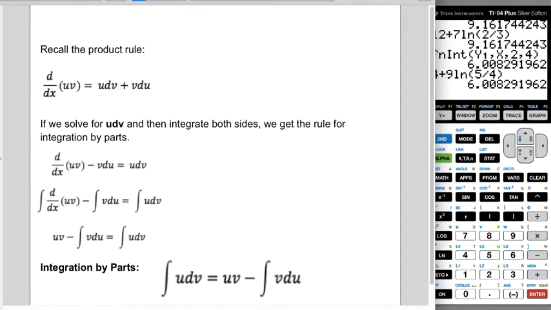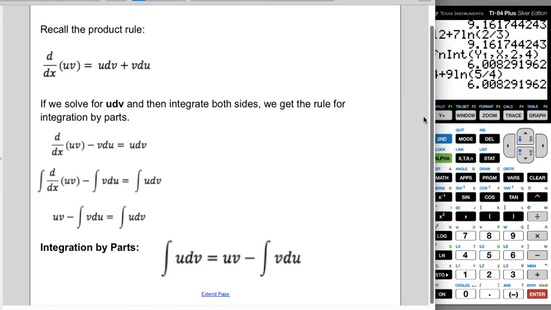Okay, so recall the product rule, right? The product rule was that when we differentiate u times v, we get u dv plus v du. If we solve this expression for u dv, if we subtract the v du over, we get d/dx of uv minus v du equals my u dv. If I then integrate both sides, I get uv, because when I integrate and differentiate, they cancel, so I get uv minus the integral of v du equals the integral of u dv, and that is the formula for integration by parts. So the integral of u dv equals uv minus the integral of v du.